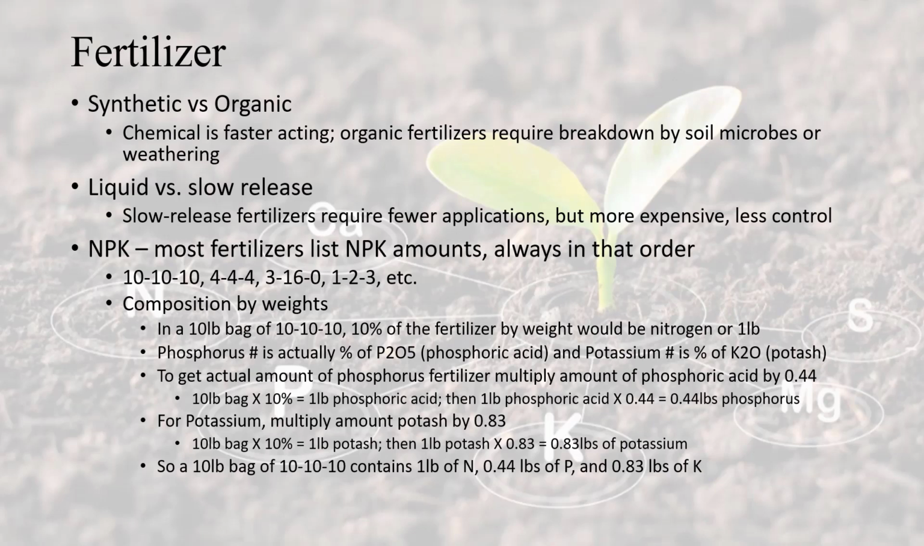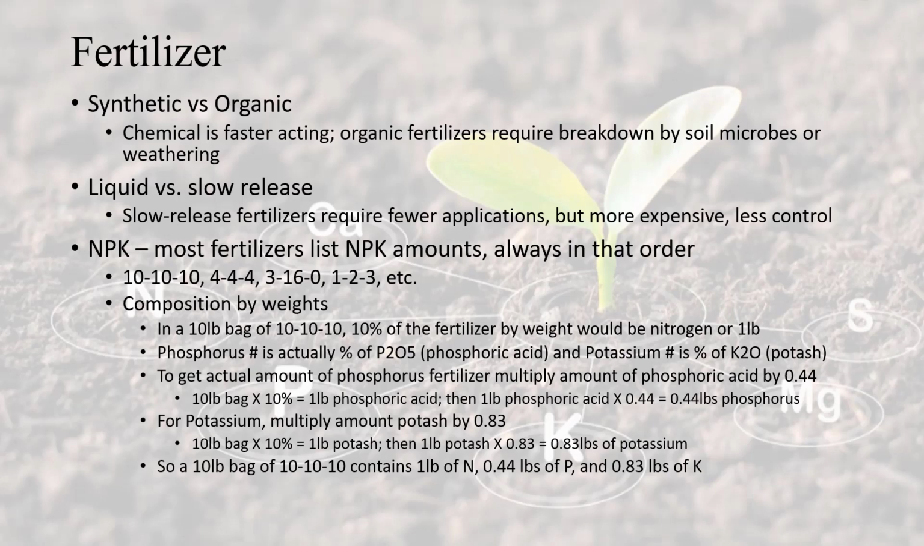You don't have that exact amount because phosphorus is often phosphoric acid, which is a little bit of phosphorus and a little bit of oxygen. Potassium is potash, whose chemical makeup includes oxygen as well. So if you wanted to get the actual amount of phosphorus in your fertilizer, you would multiply the amount of phosphoric acid by a factor of 0.44. Again, I'm not going to make you do this, but it's something to be aware of, right?